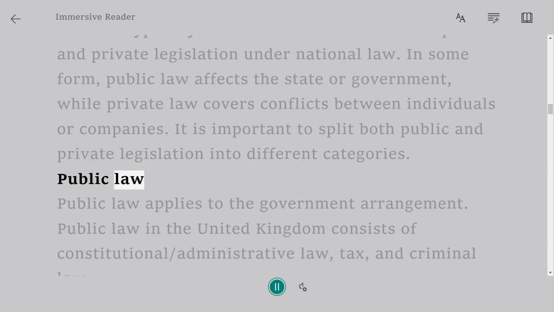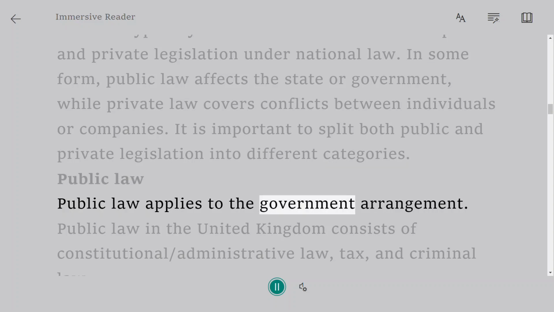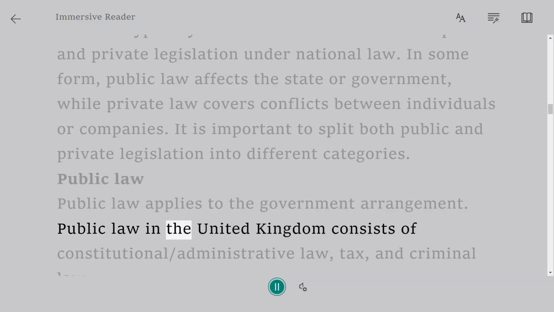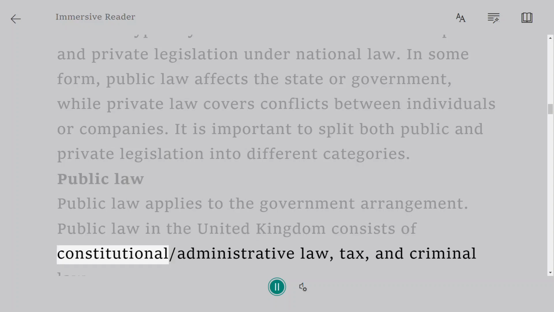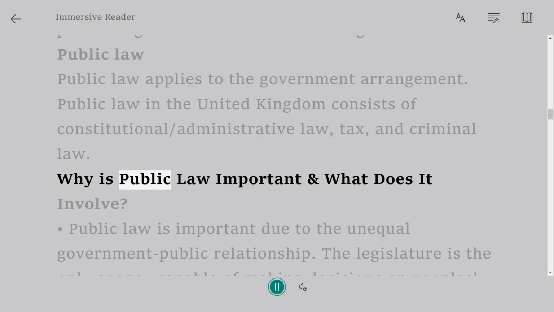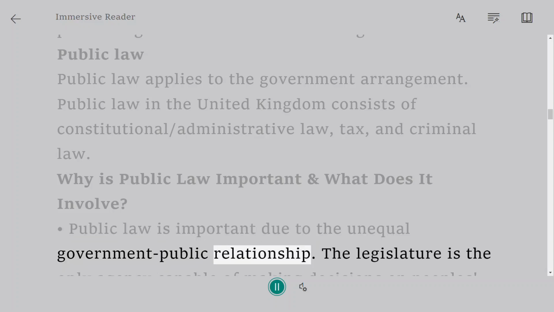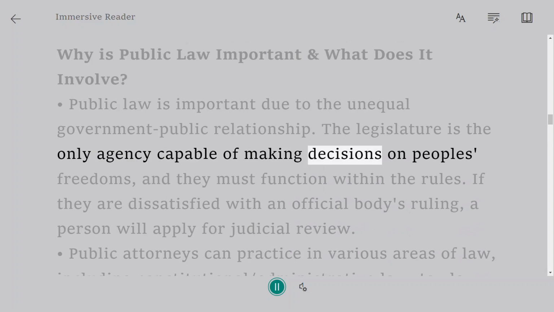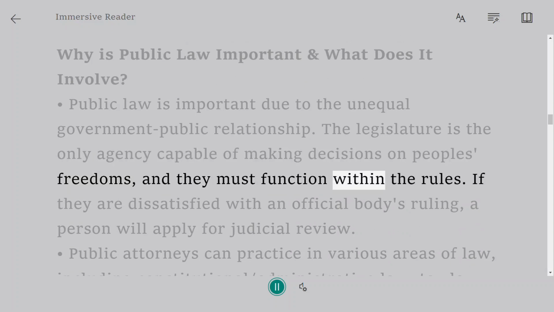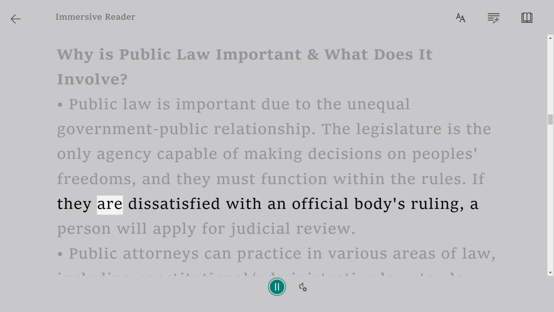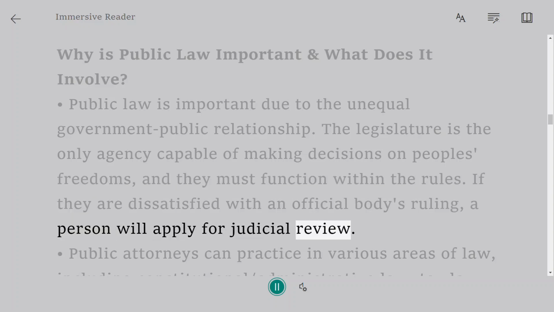Public law. Public law applies to the government arrangement. Public law in the United Kingdom consists of constitutional/administrative law, tax, and criminal law. Why is public law important and what does it involve? Public law is important due to the unequal government-public relationship. The legislature is the only agency capable of making decisions on people's freedoms, and they must function within the rules. If dissatisfied with an official body's ruling, a person can apply for judicial review.